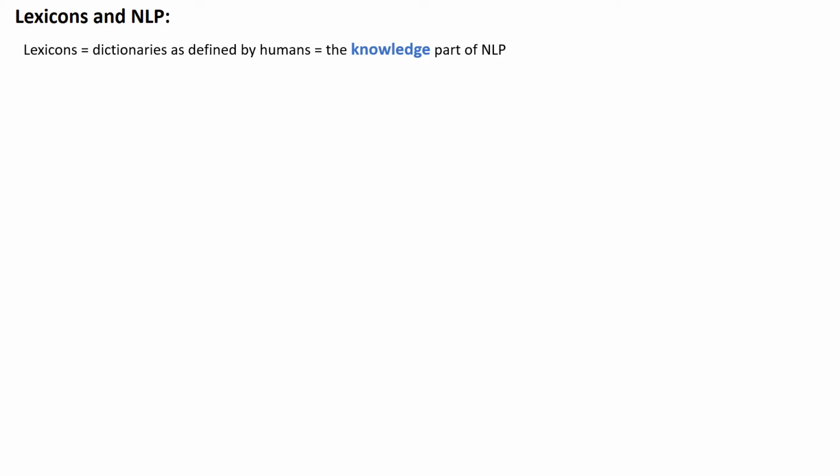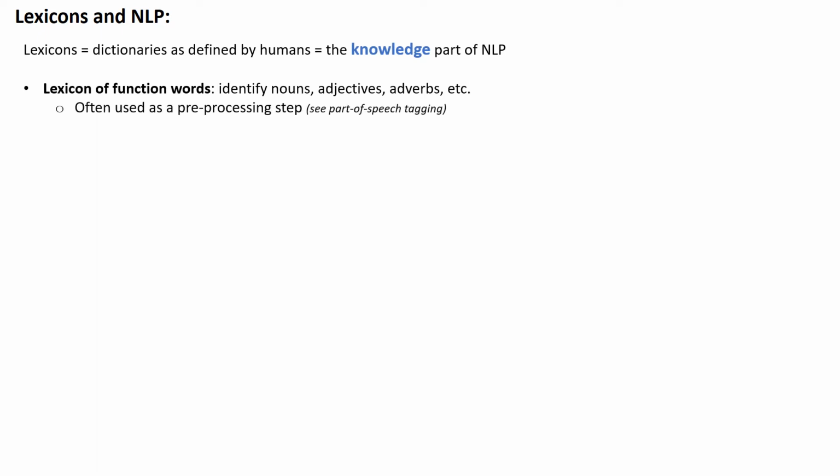This is the part where we humans, and our understanding of our language, can inform computers how to analyze texts. And you can use these lexicons in two ways. The first way is to simply identify nouns, adjectives, adverbs, etc., in other words, to define the function of the words in a particular sentence. And this is often used as a pre-processing step. So even if you use a very complex machine learning algorithm, right at the beginning of your analysis, in the pre-processing phase, you want to identify what the function of all the words are in the sentence. And this is something you can only do by providing it with human-generated knowledge.